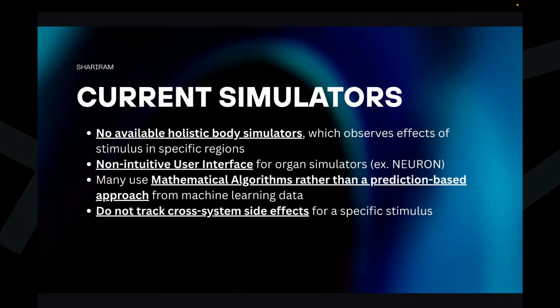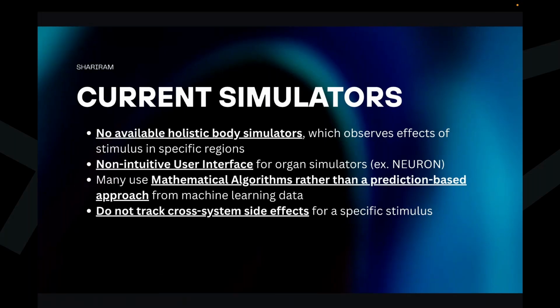Another problem with current simulators is that the user interface is hard to navigate and non-intuitive, as in it sometimes requires lots of understanding of how to exactly use the software. And for researchers, it can essentially be hard. For example, when I was using a brain simulator for a project, I actually had to learn a new language called HOC for a neuron simulator to test my stimulus. And many use outdated mathematical algorithms rather than a prediction-based approach from analyzing multiple data from patients.